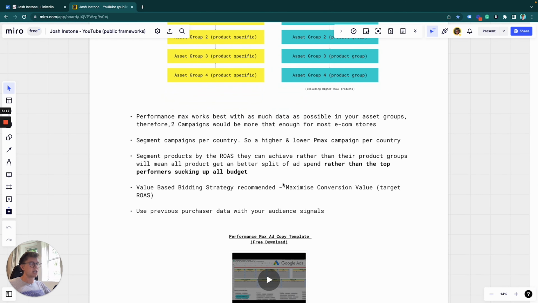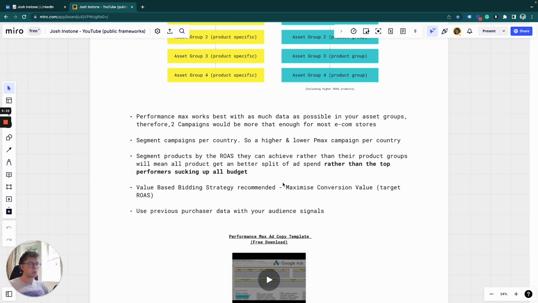So this one goes over basically what I've said, but we segment products by the ROAS they can achieve rather than their product groups. So the 20% of products that make up 80% of our revenue are going to be the higher achieving products and give us a higher return and a higher ROAS. So that's why we put it like that.